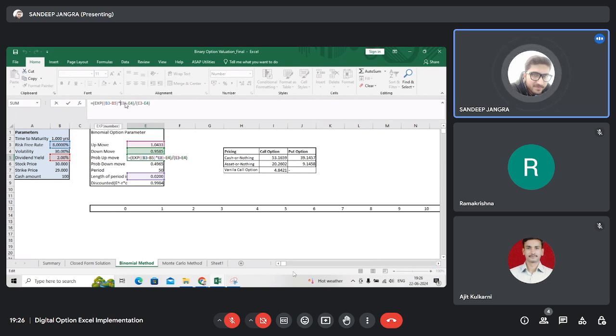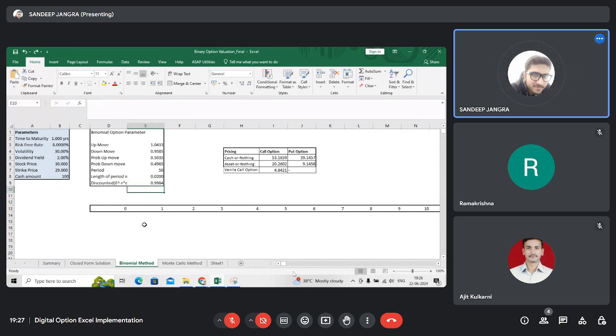So this e^d is representing the down move factor, and this is e^(rt) less e^d, where e^d is representing down move, and u minus d is up minus down move. So this will give the probability of up move, and the probability of down move will be 1 minus probability of up move. And this is the discount factor that we get by simply calculating the exponential of the risk free rate into this one. That will give me the discount value.